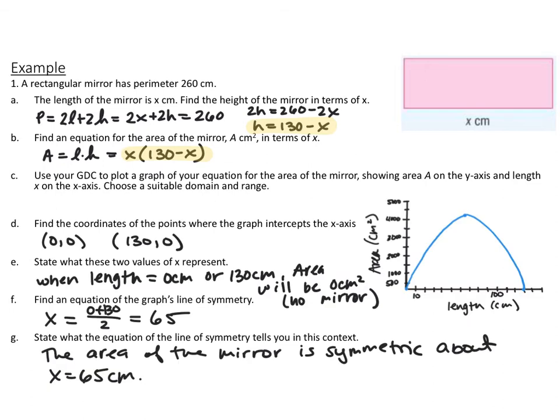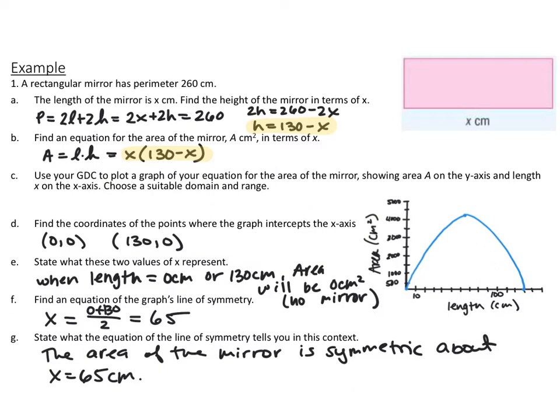So I used my graphing calculator to help me sketch a graph here. I scaled the length down here on the x and the area on the y. And I found the key points here. I found the intercepts and I found the vertex. So the coordinates where they intercept the x-axis are (0, 0) and (130, 0), because that's where it makes this equal to 0.